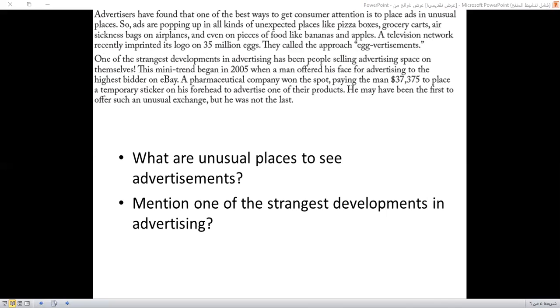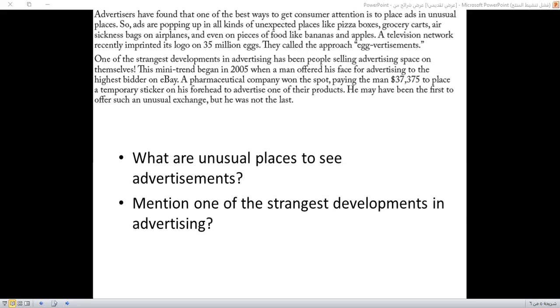Advertisers have found that one of the best ways to get consumer attention is to place ads in unusual places. So, ads are popping up in all kinds of unexpected places, like pizza boxes, grocery carts, air sickness bags on airplanes, and even on pieces of food like bananas and apples. A television network recently imprinted its logo on 35 million eggs. They called the approach eggvertisements.